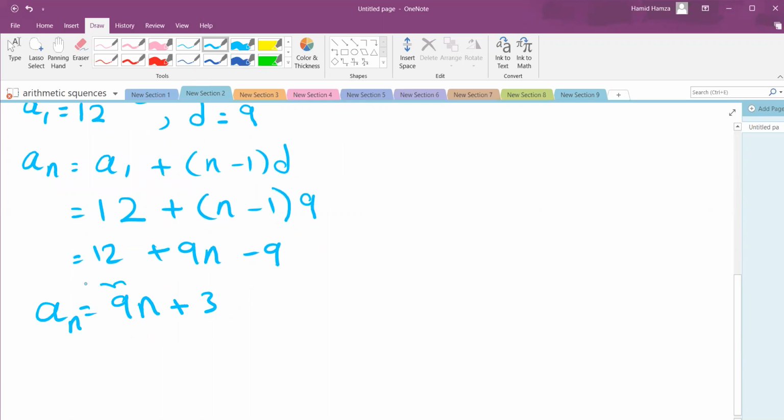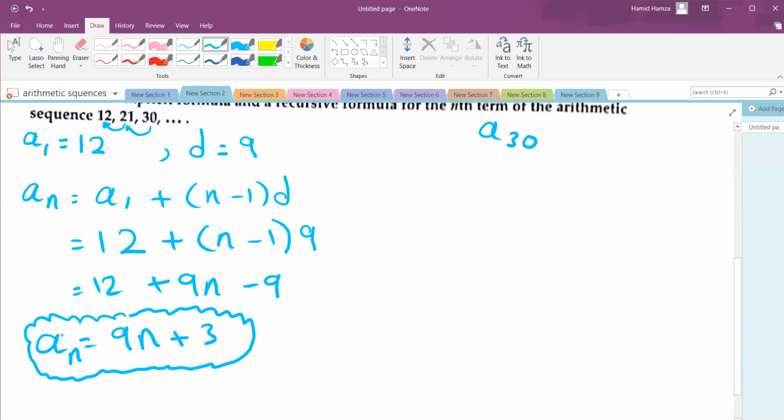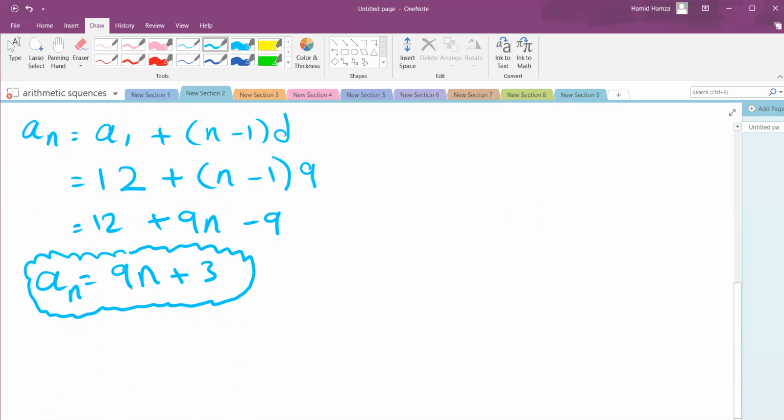So this is the arithmetic sequence. By using this formula, you can find any term for the sequence. For example, what if I wanted to know what is the A30? A30, the term whose order is 30. Should I keep going adding 9 to reach A30? No. We use the nth term to tell me the A30.